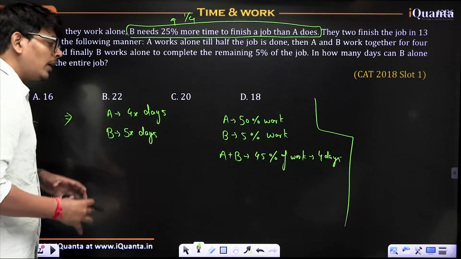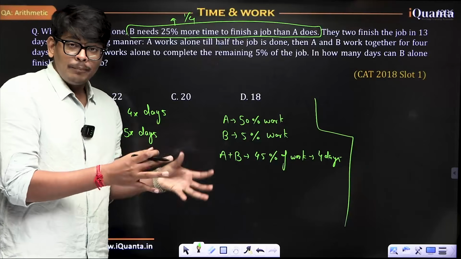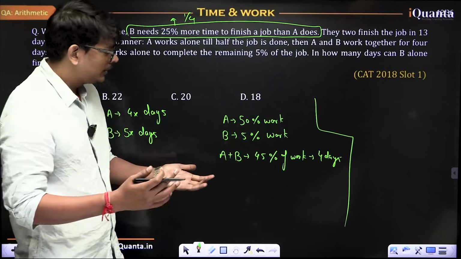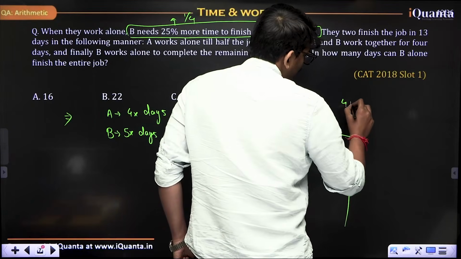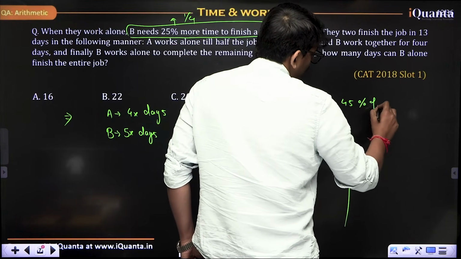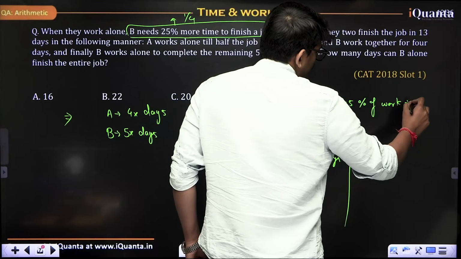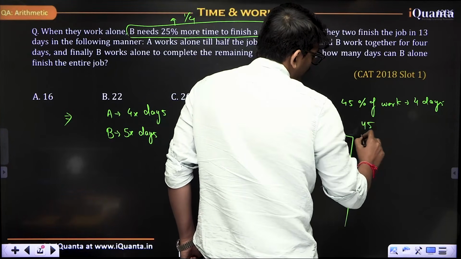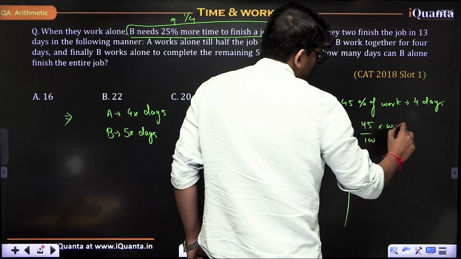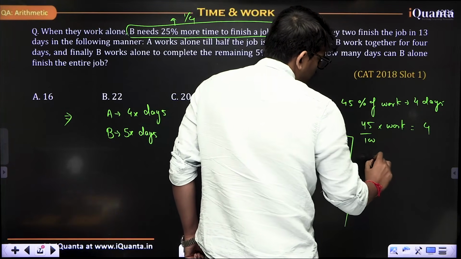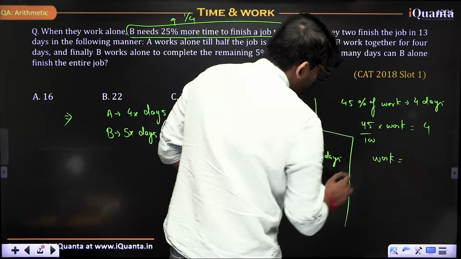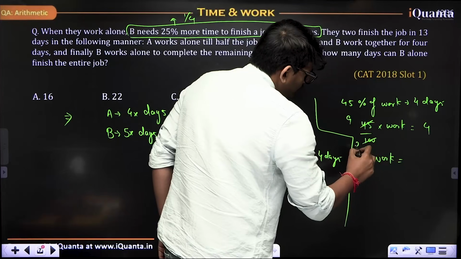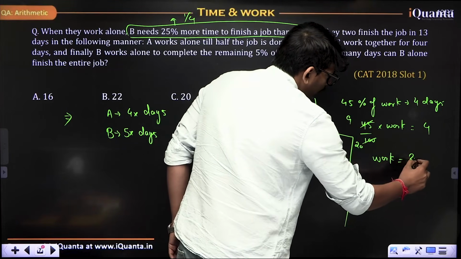can I find out 100% of work if A and B together do? So how much time will they take? Let's find out. So 45% of work is done in 4 days. So 45 by 100 of work, that is equal to 4. So work done, total work done will be, multiply कर दीजिए. So 9 by 20 into 4, 80 by 9.